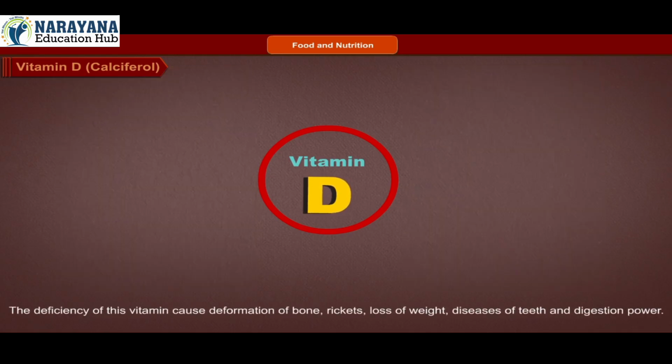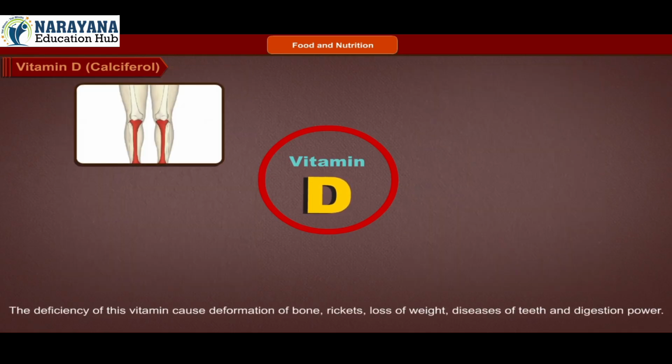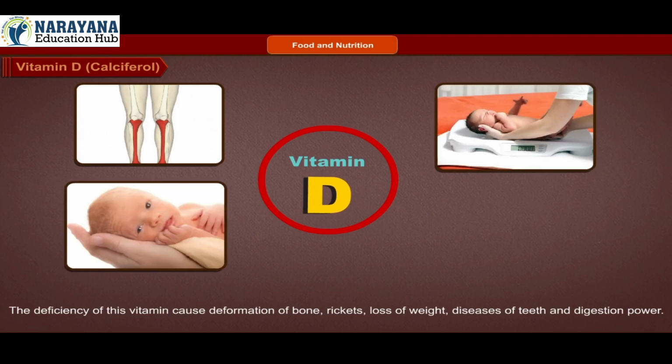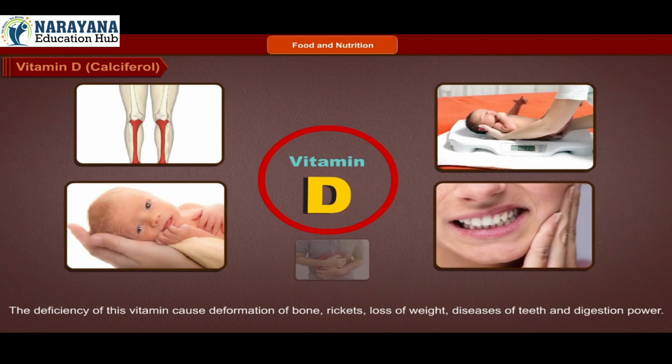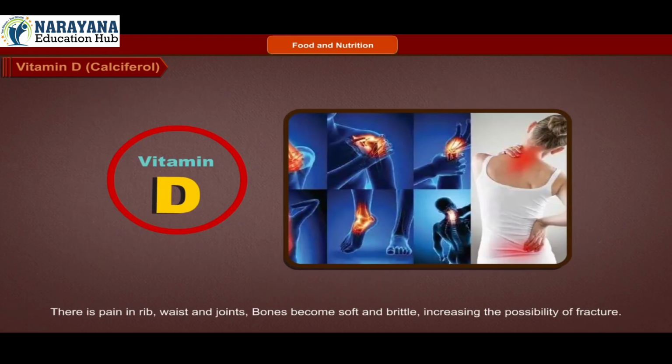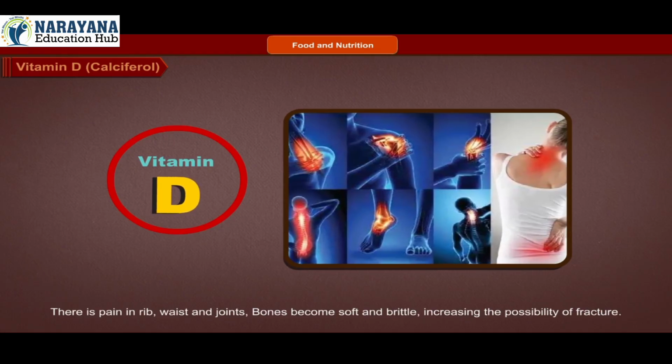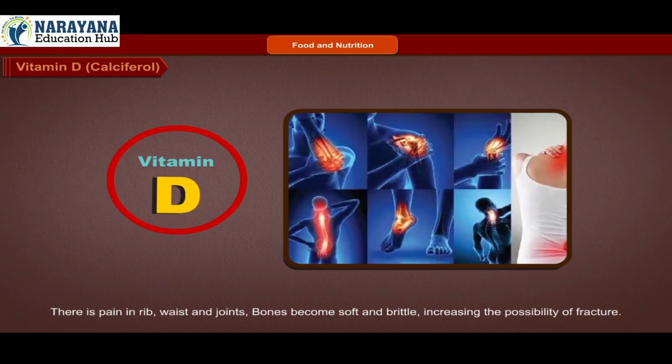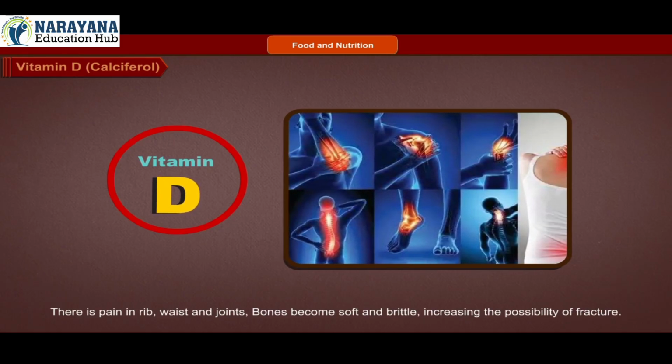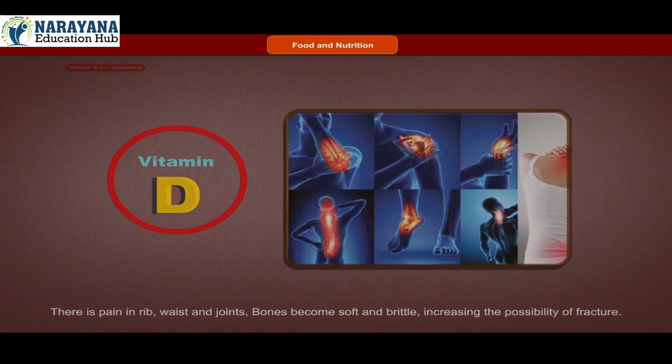The deficiency of this vitamin causes deformation of bone, rickets, loss of weight, disease of teeth, and loss of digestion power. There is pain in the ribs, waist, and joints. Bones become soft and brittle, increasing the possibility of fracture.